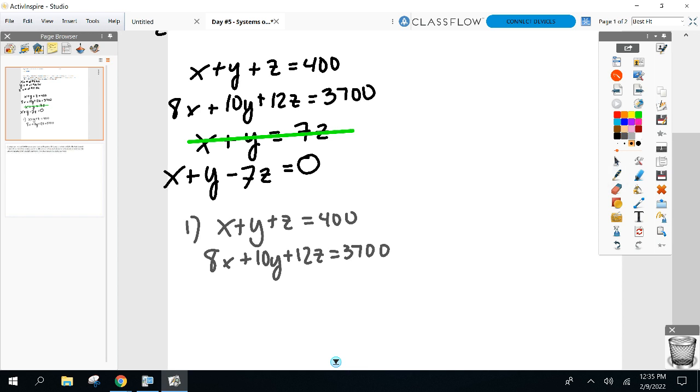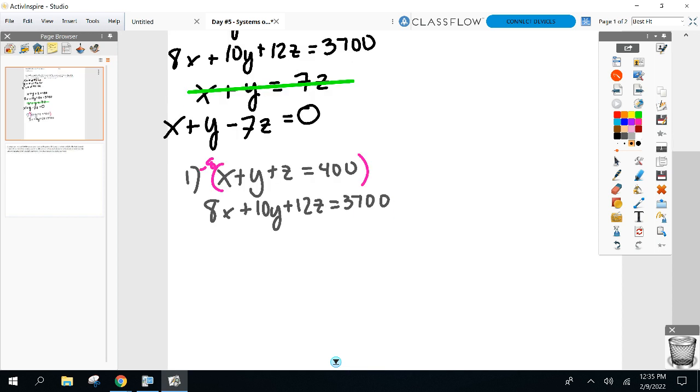All right, so what do you want me to multiply this top one by to eliminate X? All right, nothing's changing here, guys. It's just going to take a little longer to do. Distribute it all the way through. Negative 8X minus 8Y minus 8Z all the way through. Negative 3,200. Negative 8 times 400.